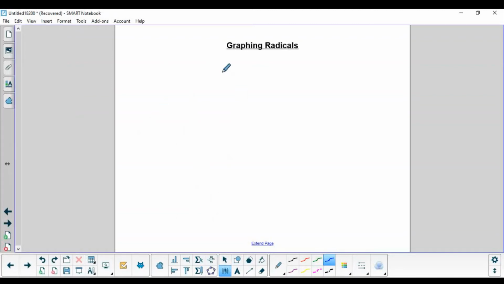Before we start graphing radicals, I just want to review with you what the form of a radical is. So it has the form y equals a times the square root of b times x minus h, plus k. I just want to remind you of a couple of things.